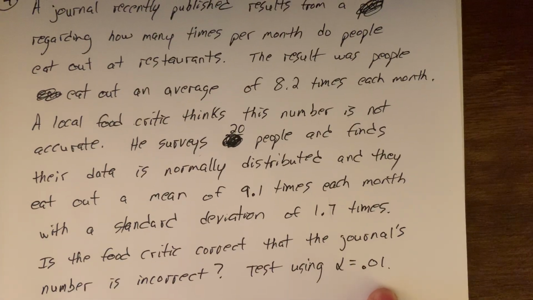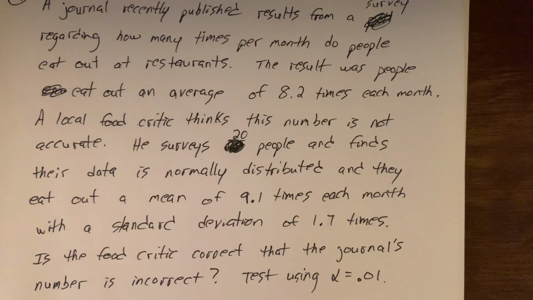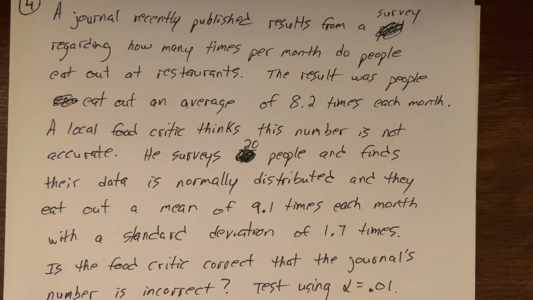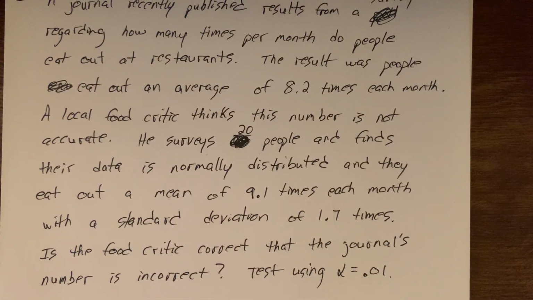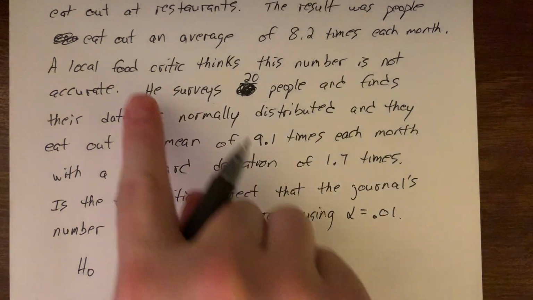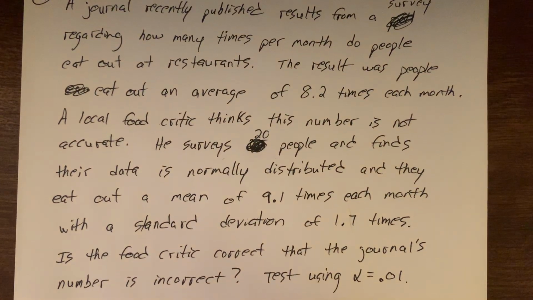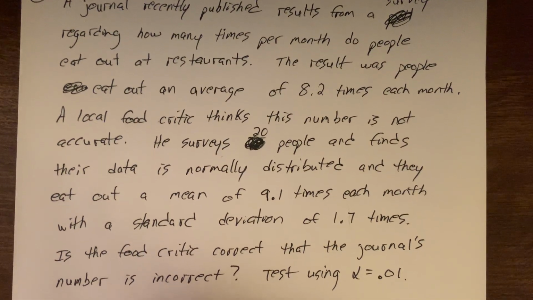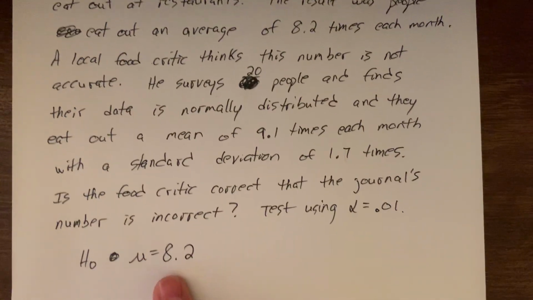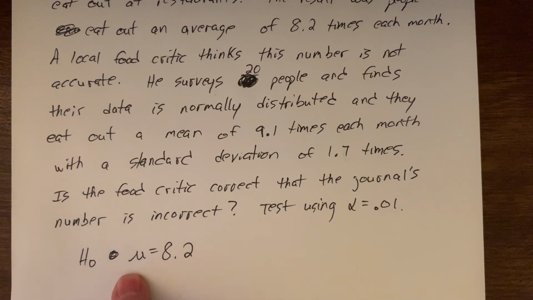Test using alpha, well, that's a clear indicator this is a hypothesis test. But even without that, just the overall idea, testing the critic, is all about the idea of hypothesis testing. So, null hypothesis, what are we testing? Well, the food critic is challenging what the journal published. So the journal says people eat out an average of 8.2 times. Mu equals 8.2. And again, one more time, I'm perfectly fine if that's all you write, but to understand what this says: the average amount of times people eat out a month is 8.2.